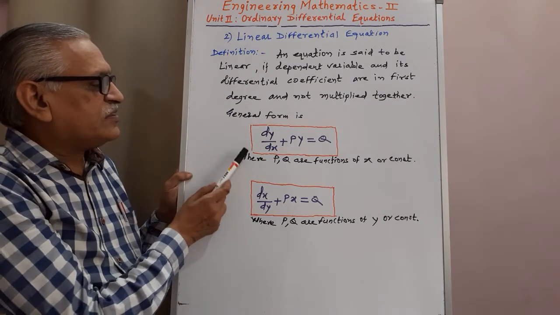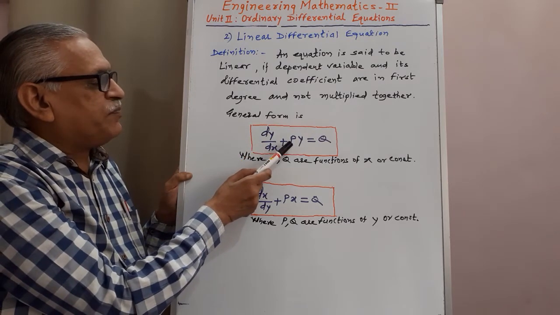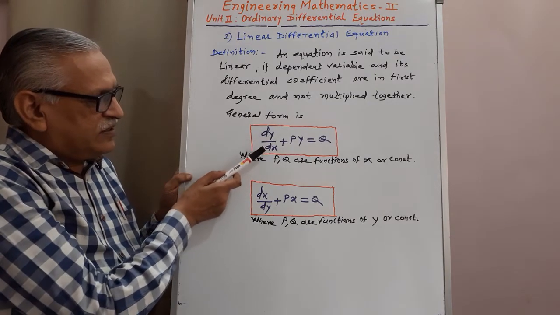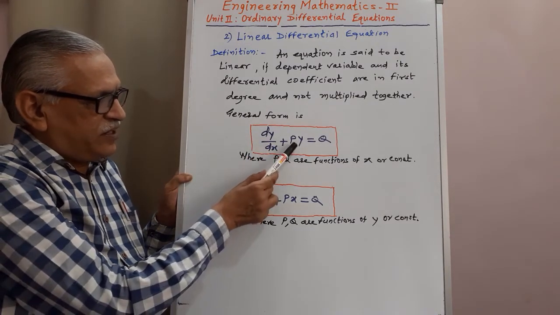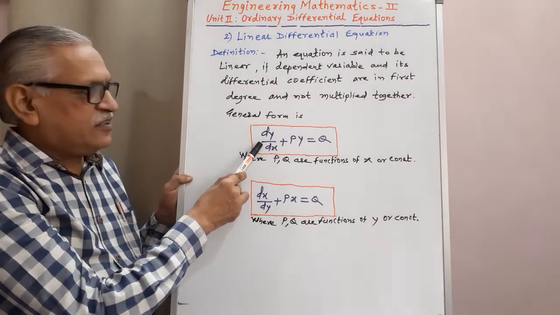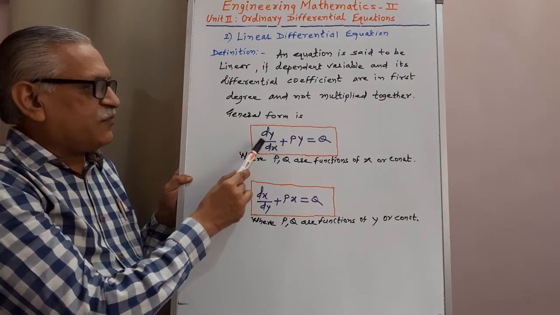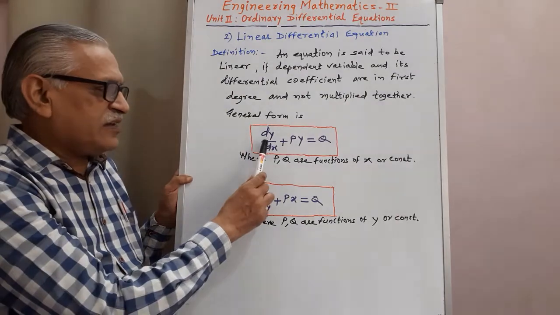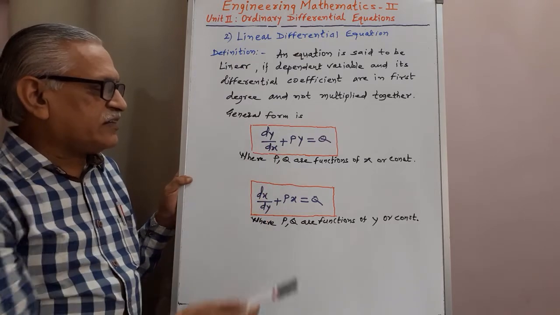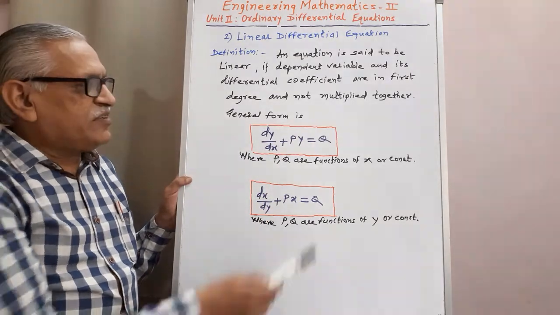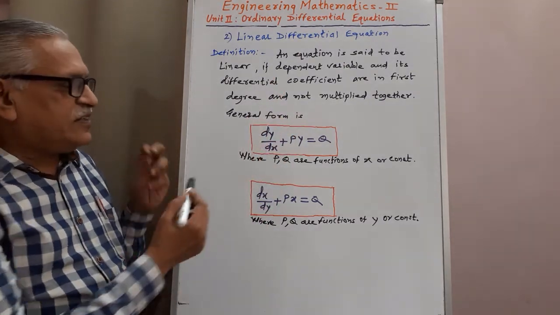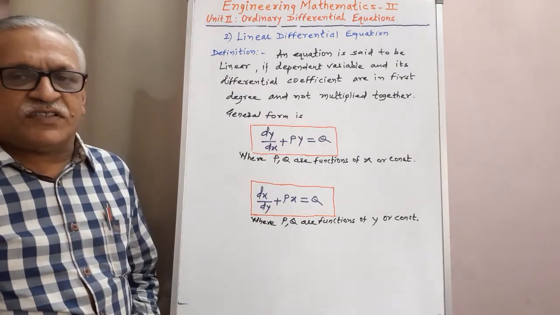Its general form is dy by dx plus p into y is equal to q. Here, y is a dependent variable, x is an independent variable. Therefore, the degree of y is 1. Its differential coefficient is dy by dx, whose degree is also 1. Therefore, the first condition is true. And it is not multiplied together. Whatever we simplify, we are not getting the term of y into dy by dx. Means the second condition is also true. And as both the conditions are satisfied, that differential equation is said to be a linear differential equation.